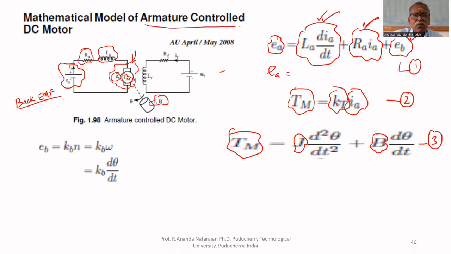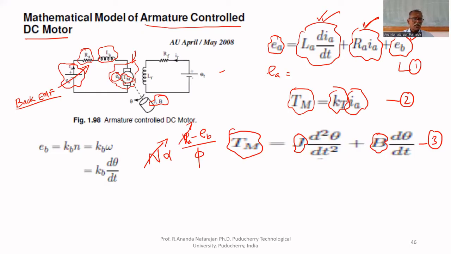Why is it called armature controlled DC motor? How can we control the speed of a DC motor? What are the methods available? N is proportional to V minus EB upon flux. So any change in the applied voltage, that is VA or EA, if you change this EA, there will be a directly proportional change in speed. If you want to control the speed of this motor, simply you can adjust this applied voltage.